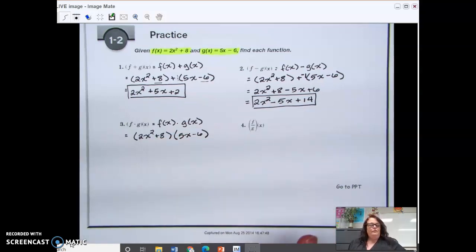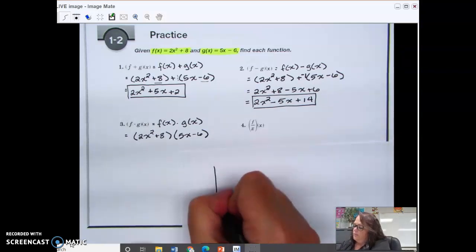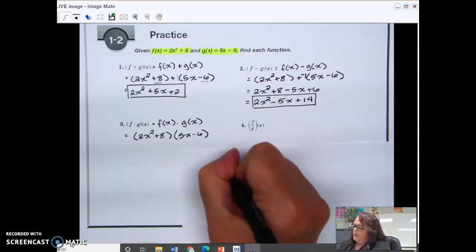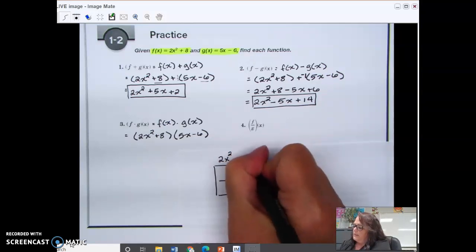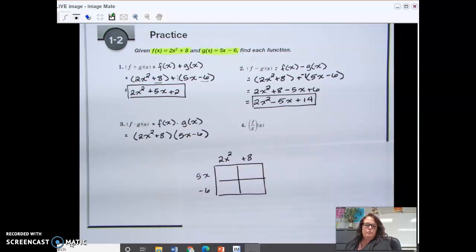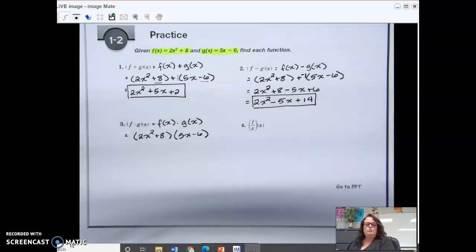So again, if you're more comfortable with the box method, you could do a box and you can put a 2x squared here and a plus 8, and you could put a 5x here and a -6, and you can do your box method, but I'm going to go ahead and do the FOIL method.